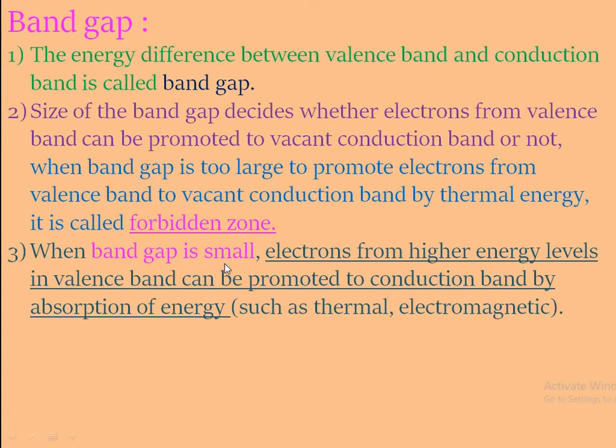And when this band gap is smaller, the electrons from the higher energy levels in the valence band can be promoted to the conduction band. Higher energy level electrons are promoted directly to the conduction band if the band gap is smaller, by the absorption of energy in the form of electromagnetic radiation or thermal energy.